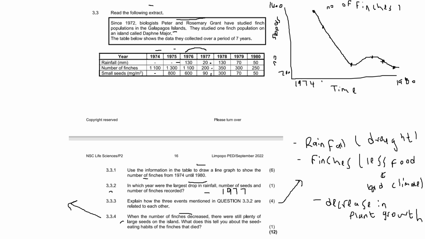So the finches were dying, meaning that they couldn't eat the large seeds. Maybe they only wanted the small seeds available. So not eating large seeds could have led them to die. The reason would be they were dying because they couldn't eat large seeds. Maybe their beaks could not penetrate the large seeds.